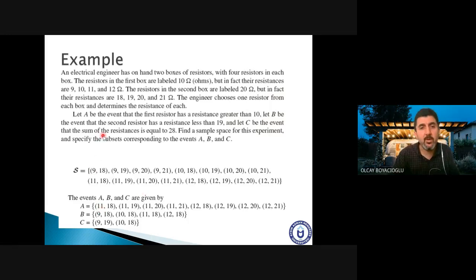Let's look at this question now. And hopefully you can read it. The letters are small, but I hope that you guys are able to read it. I will read it for you, by the way. An electrical engineer has on hand 2 boxes of resistors.